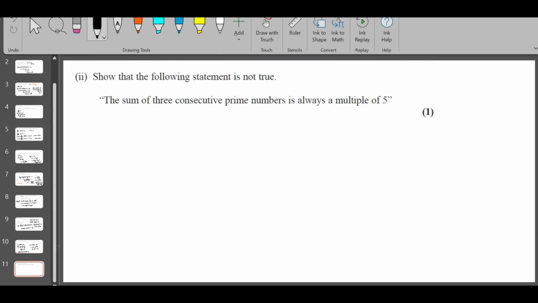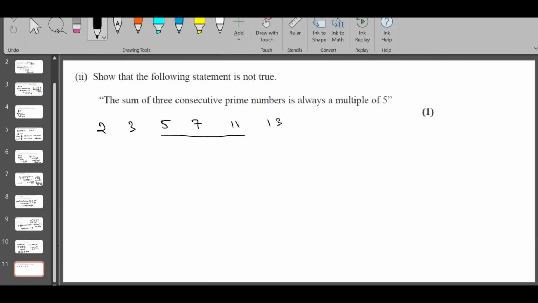Show that the following statement is not true. So we are going to use a counter example. Sum of 3 consecutive prime numbers is always a multiple of 5. The prime numbers 2, 3, 5, 7, 11, 13. When you find the sum, you will get 10, multiple of 5. When you find the sum, 15, multiple of 5.